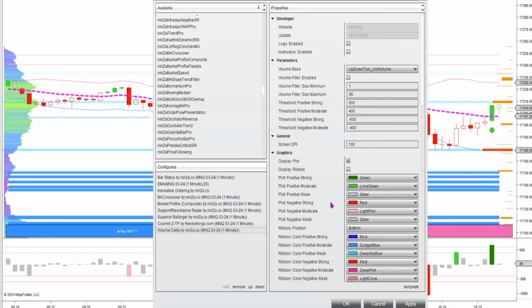So for the Asian session and the London session, and pre-market, 400 and 200 might be a good setting for the MNQ, but for the New York Open session, I prefer to have something more like 600 for the strong and 400 for the moderate, just because there's more activity on the MNQ going on during the New York session.